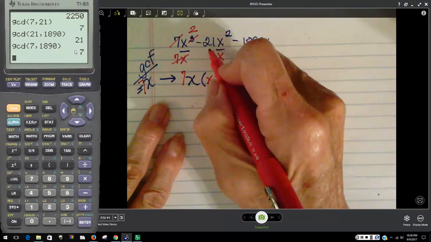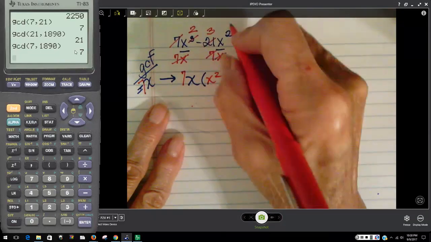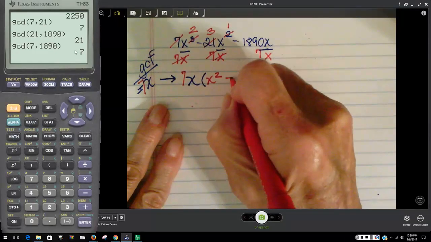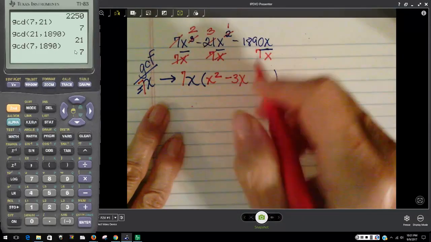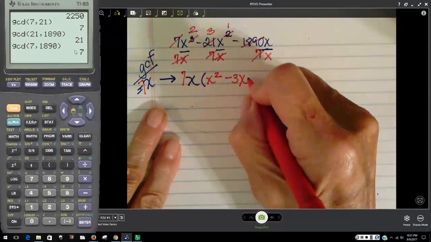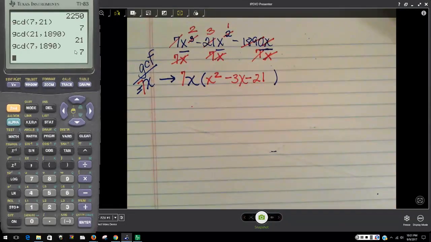And 7 goes into 21 3 times, and x divides into x squared, leaving us with just x. So that's going to be minus 3x. And then 7 goes into 1890 21 times, and your x's cancel.